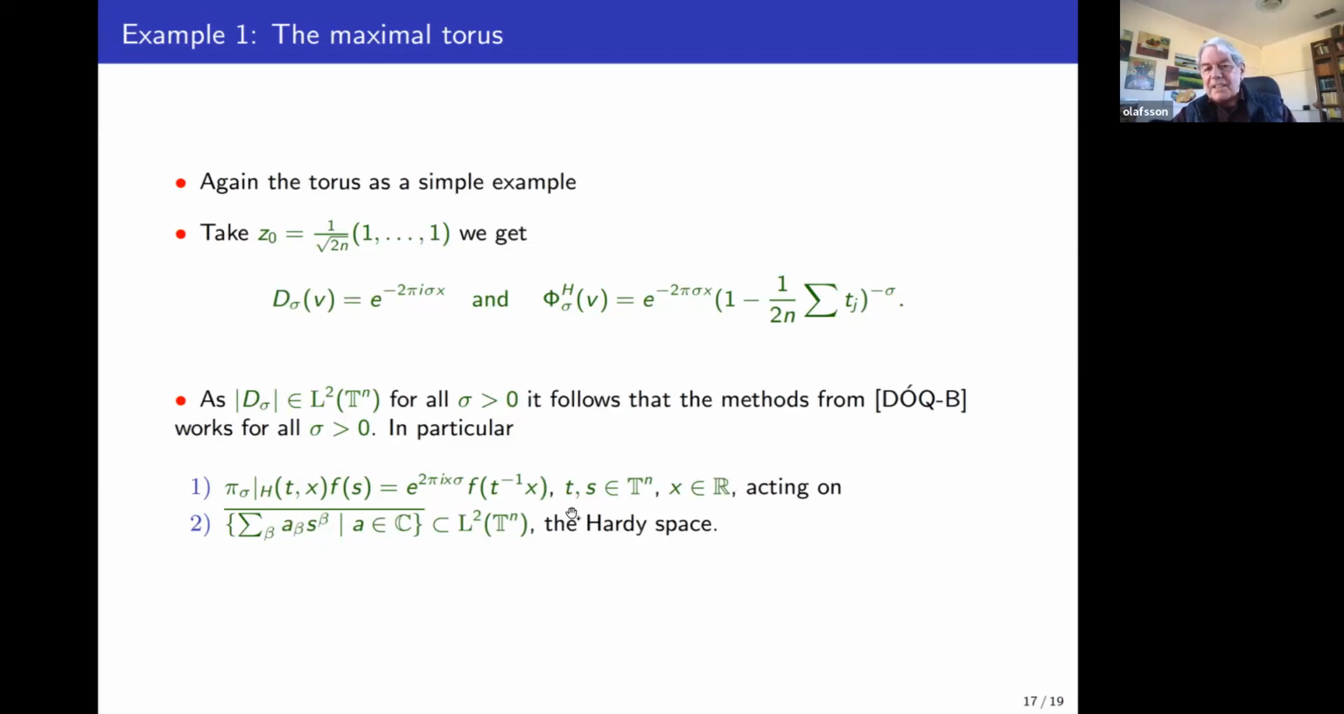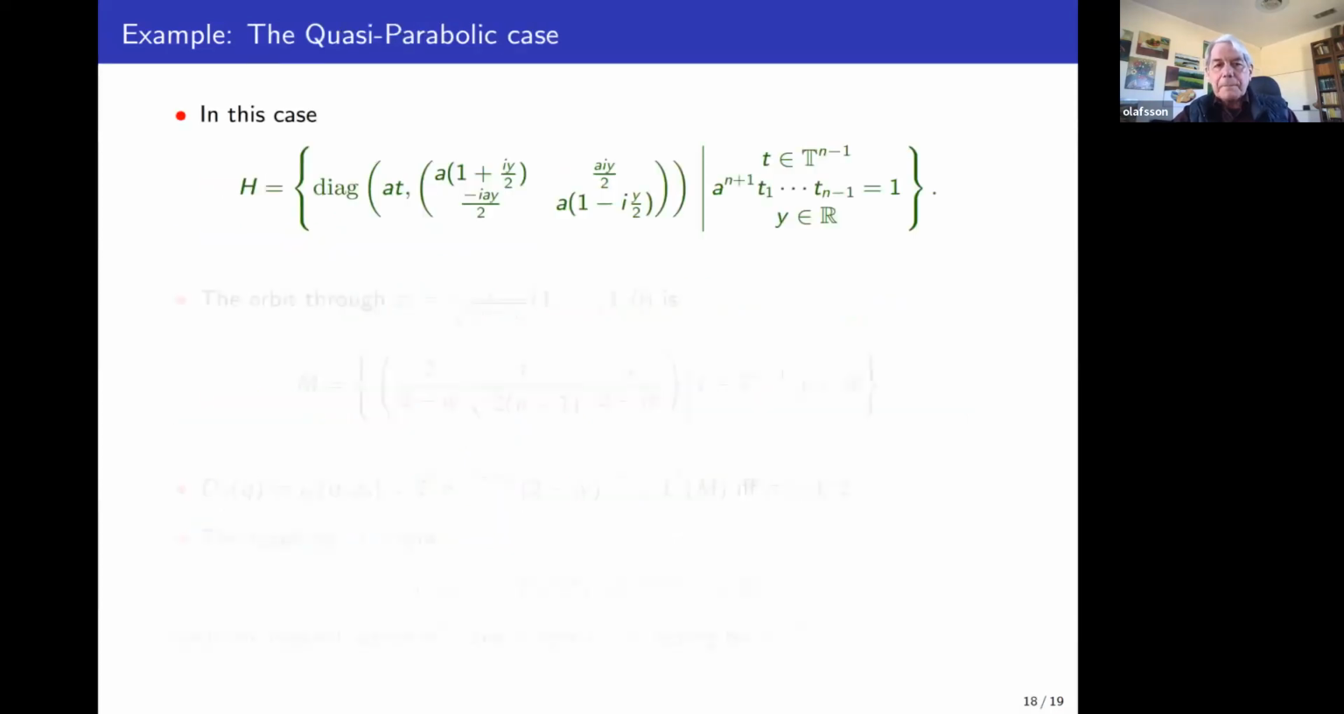And what you get in here is all the functions that, if you look at the Fourier expansion in the t variable, all the negative coefficients disappear and you just get the Hardy space. And then you can use your formula to calculate the spectrum. Okay, and then it is the quasi-parabolic.